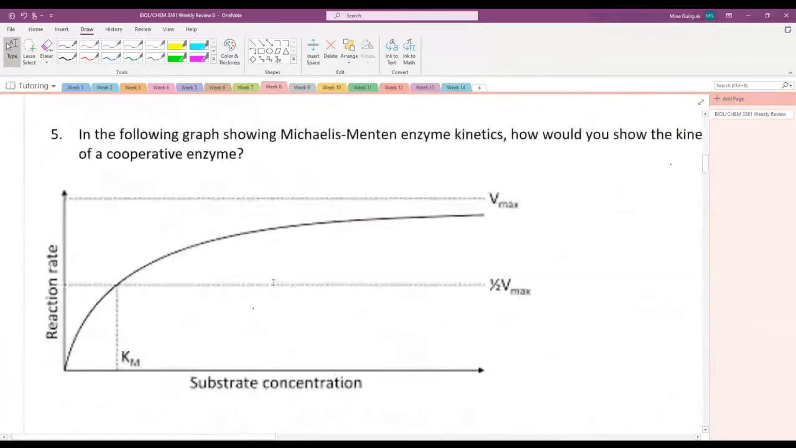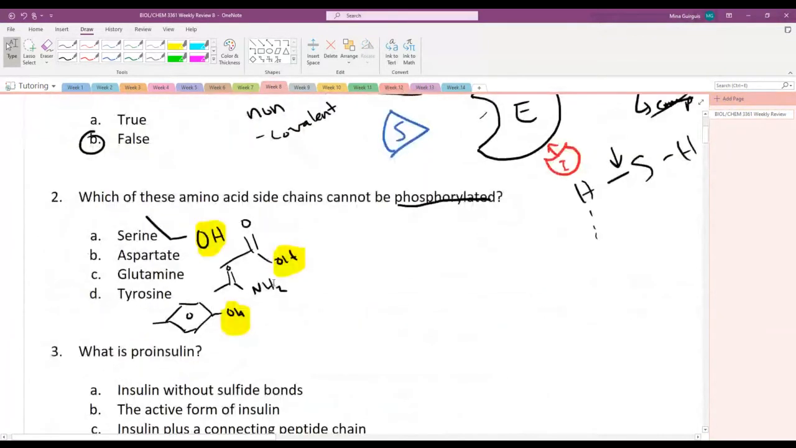But the key here is, skipped a lot ahead. Look for the similarities. In this case, we see 3 OHs that are similar. That makes this NH2 kind of the odd one out.